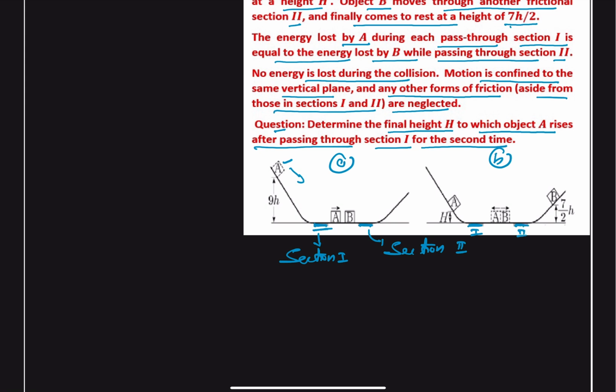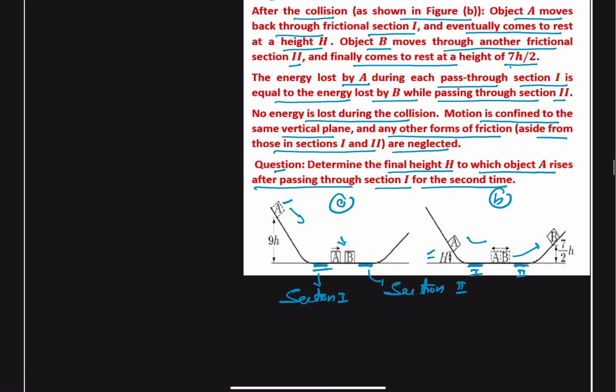So after collision, A moves back up the inclined plane and comes to rest at a height H, and B moves further up the inclined plane and comes to rest at a height 7h by 2. So we have to find out what will be this value of capital H. Mass of A is given as m, mass of B is given as 2m. Initially, this block B is at rest and A is traveling down the inclined plane from the height of nh.